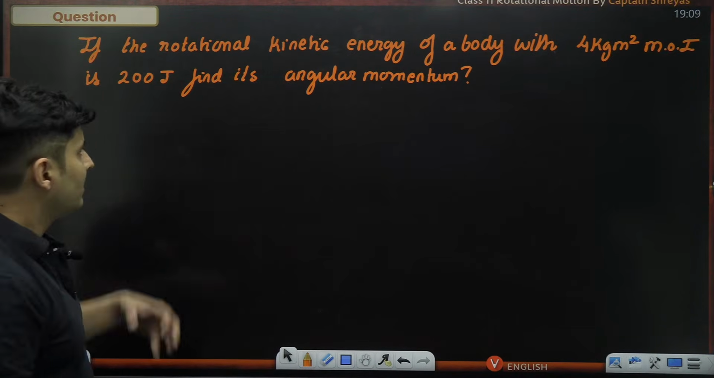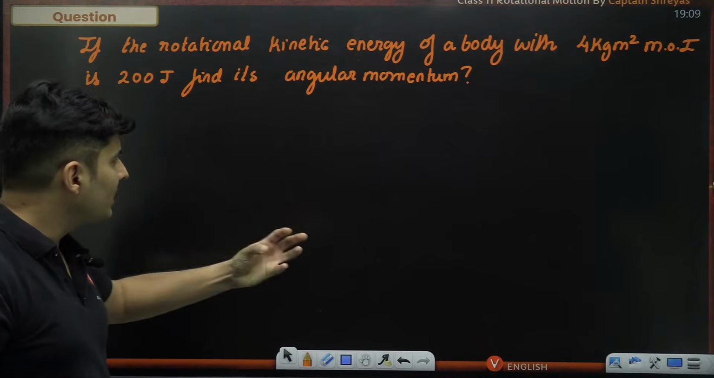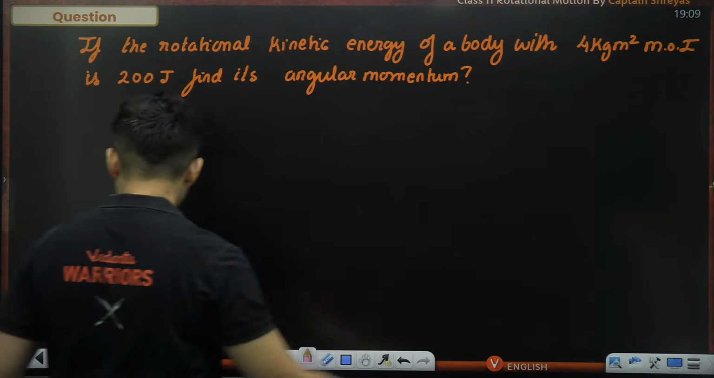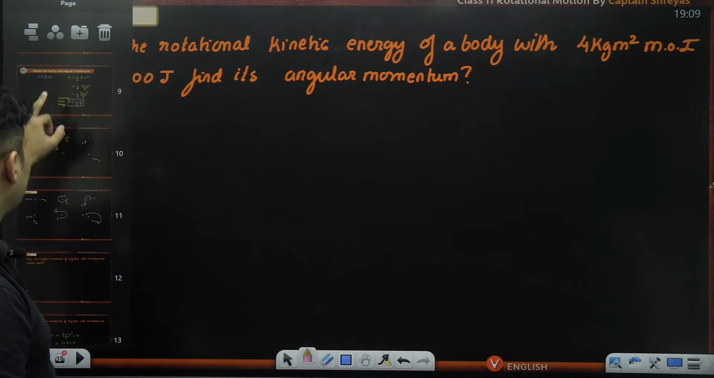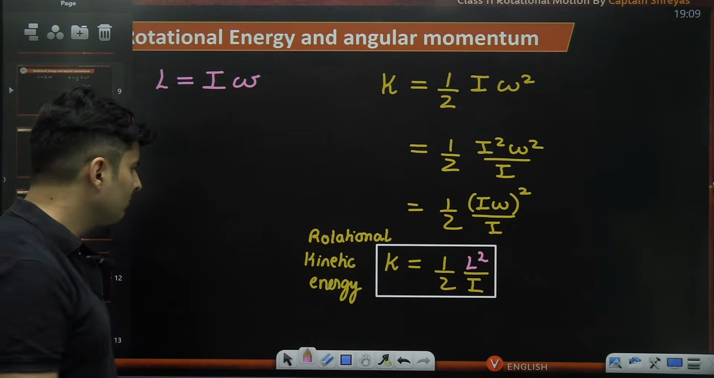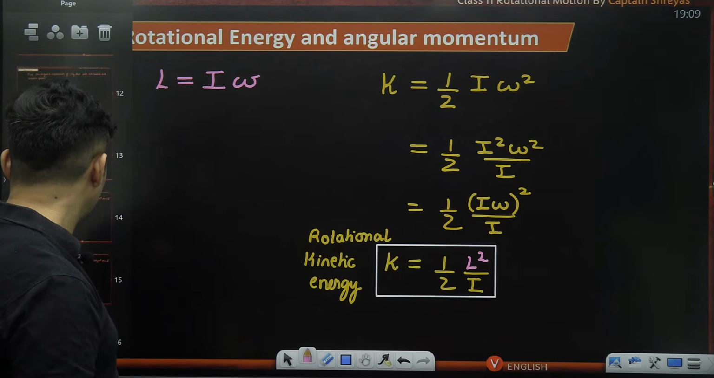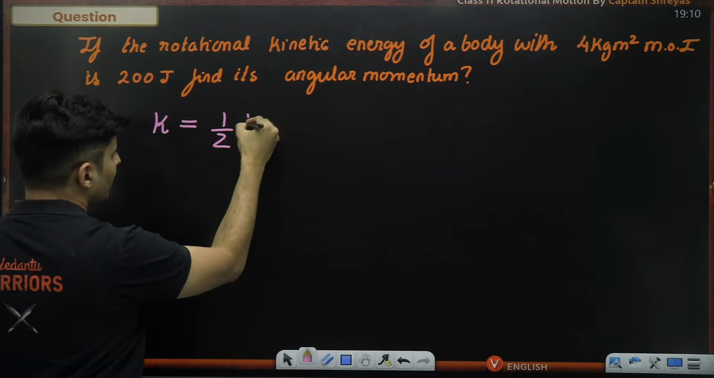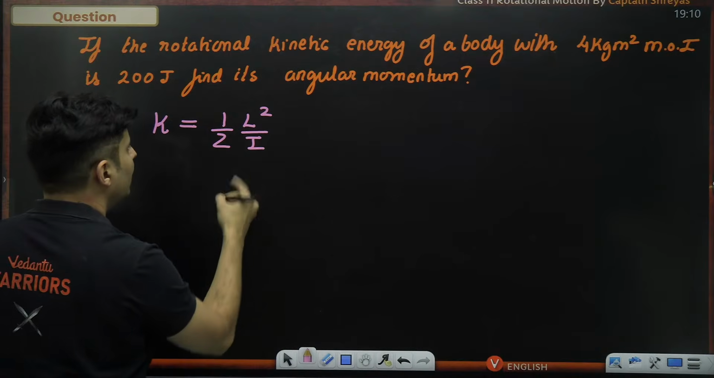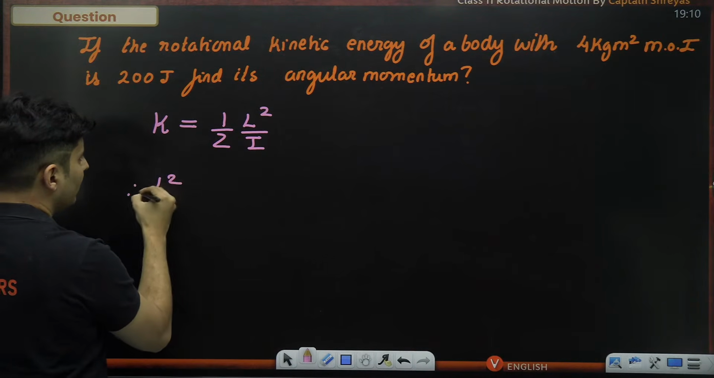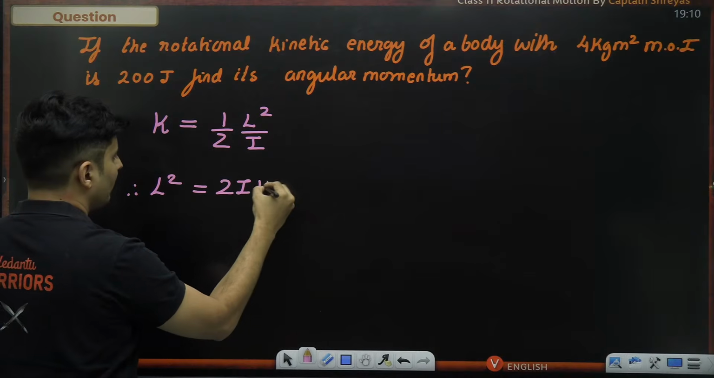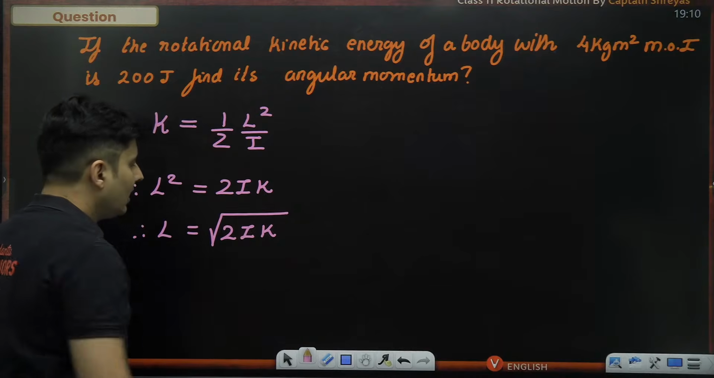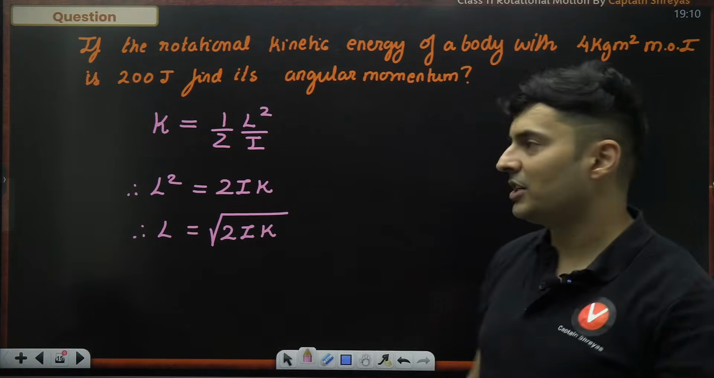If there is a body with some moment of inertia and some rotational energy, find what its angular momentum will be. Now, just some time back, I showed you one formula which related rotational energy with angular momentum. So maybe we might need it. Rotational energy is half L square divided by I, and we want to find L. So L square will be 2 times I times K, therefore L will be root of 2IK. I and K are both given, which makes my job easier.